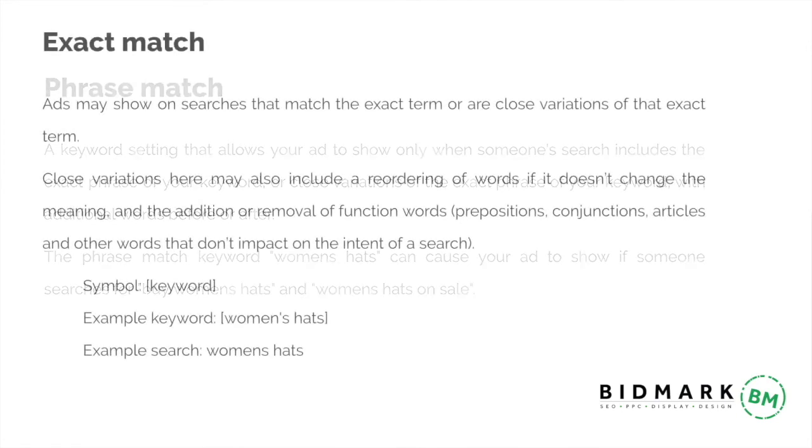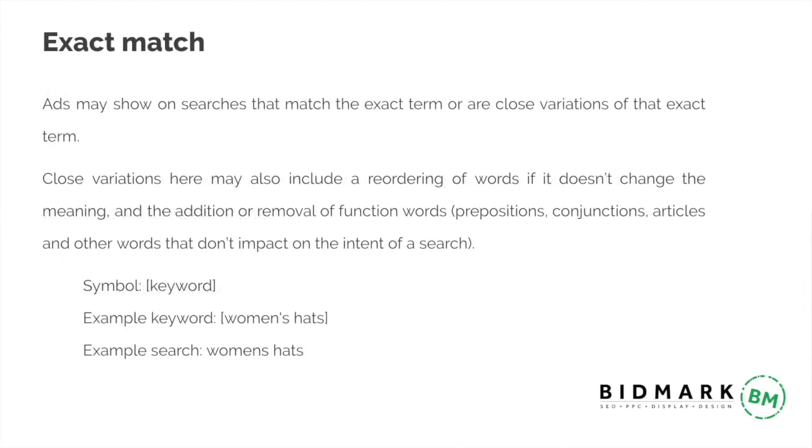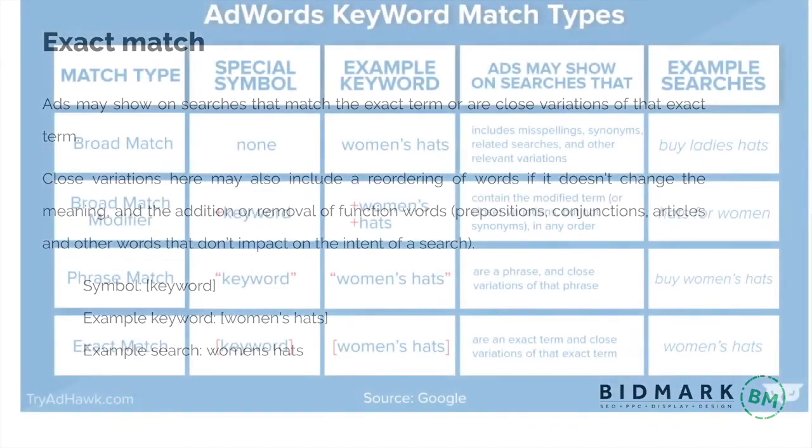Exact match. This is where your ads may show on searches that match the exact term or close variations of the exact term. So the example keyword women's hats will only show for the keyword or the search term women's hats. Exact match keywords are signified by the square bracket symbol either side of the keyword. So for example, if you have an exact match keyword which is women's hats, you'll only appear when the search term is women's hats. Now let's round up everything that we've just been through.